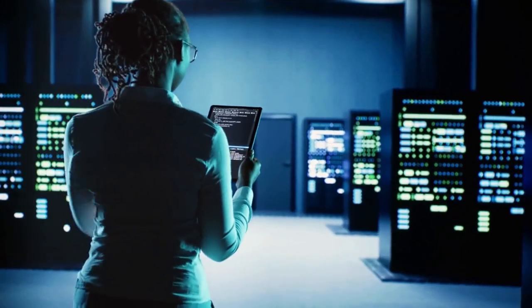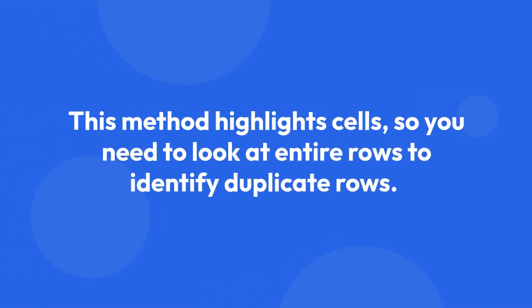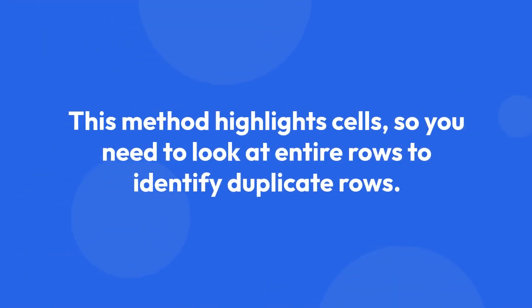This helps you spot rows with duplicates quickly, because if multiple cells in a row are highlighted, you know that's a duplicate row. Remember, this method highlights cells, so you need to look at entire rows to identify duplicate rows.